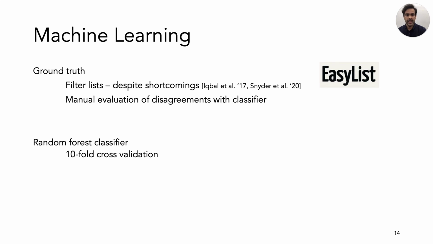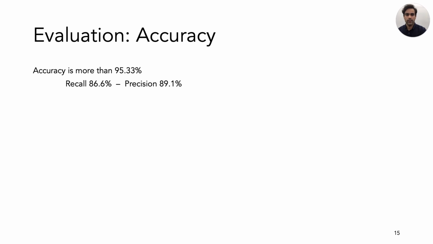After labeling the ad and tracking patterns and functional patterns, we train a random forest ensemble classifier that is particularly useful when the ground truth is unreliable. We then evaluate the accuracy of the random forest classifier using tenfold cross validation. Overall, we find that AdGraph performs pretty well, achieving an accuracy of more than 95%, a recall of 86%, and a precision of 89%.